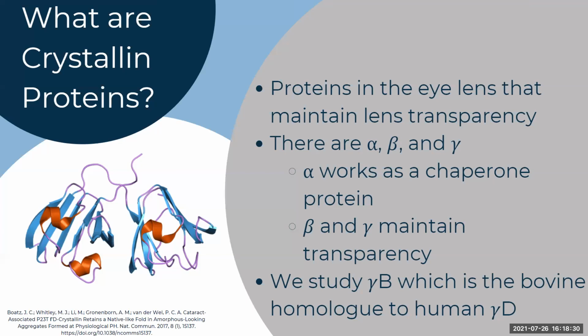Alpha crystallins work as chaperone proteins to maintain the interactions of your beta and gamma crystallins and keep them functioning properly. Beta and gamma crystallin proteins maintain the transparency of your eye lens by maintaining the structure. We study gamma B crystallin, which is the bovine homologue to human gamma D crystallin. And to the left, you can see an image of what gamma D crystallin looks like.